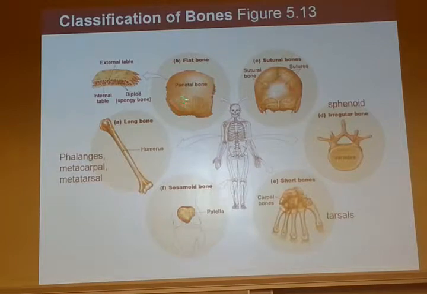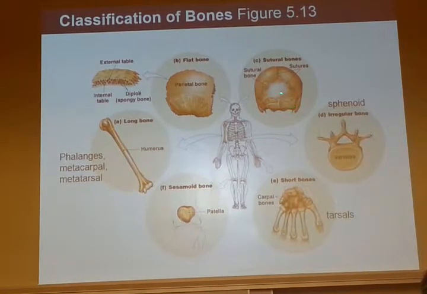Flat bones have the flat shape. You look at them from the side. Parietal bone is an example, also frontal and occipital bone. So occipital bone, most of it is flat, and frontal bone also flat.